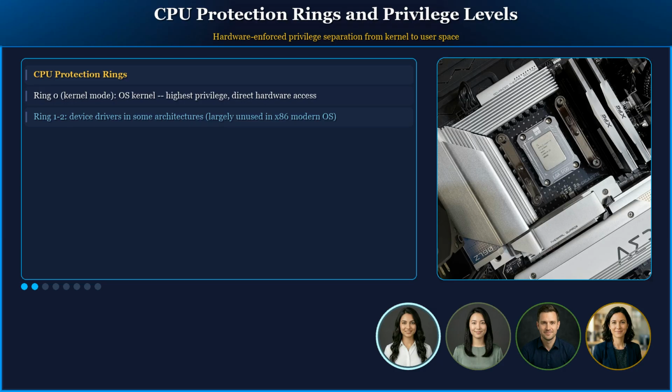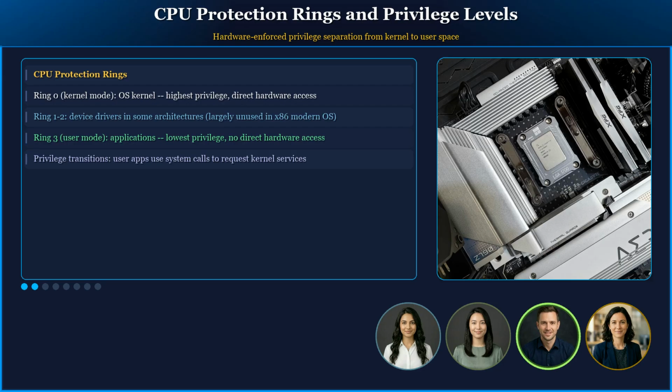Rings 1 and 2 exist in the architecture, but most modern operating systems, like Windows and Linux, only use Ring 0 for kernel and Ring 3 for applications. Hypervisors sometimes use Ring -1, a new virtualization privilege level added for virtualization support. The hardware enforces these boundaries. An application cannot simply jump into kernel code. It must use a defined transition mechanism, and the CPU validates that the transition is legal. This hardware enforcement is what makes Ring 3 applications unable to corrupt Ring 0 kernel memory.